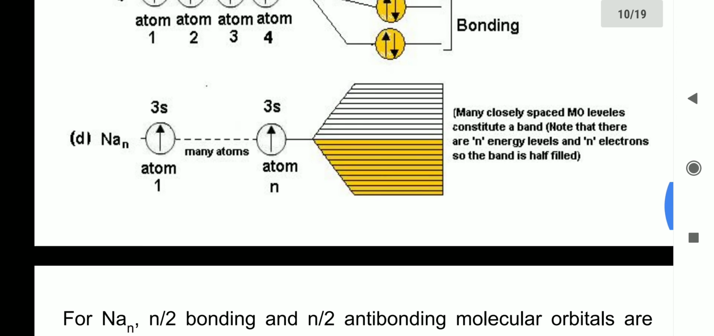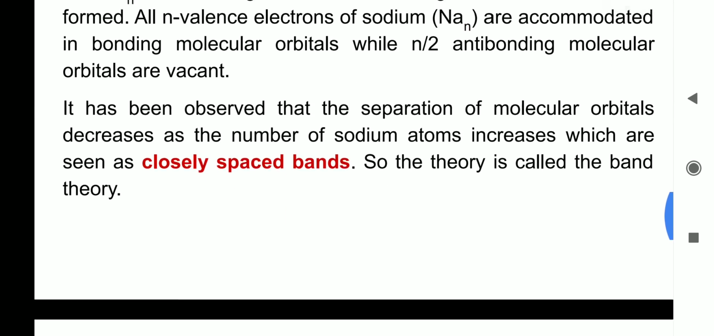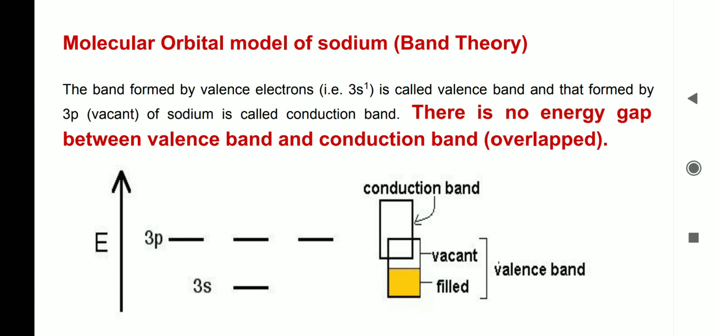So the molecular orbitals which are formed in the case of N sodium atoms, that is the sodium crystal, are closely spaced molecular orbitals, and these closely spaced molecular orbitals constitute the band. This is the valence band which is formed, which is half filled and half empty. Now the band formed by the valence electrons is called the valence band, as I told you right now, and that which is formed by the molecular orbital combination of the vacant 3p orbitals of sodium is called the conduction band.